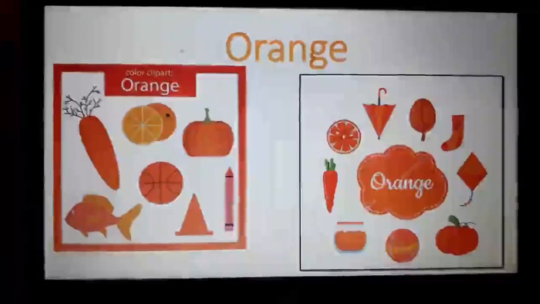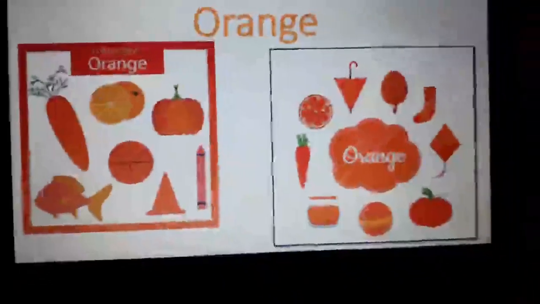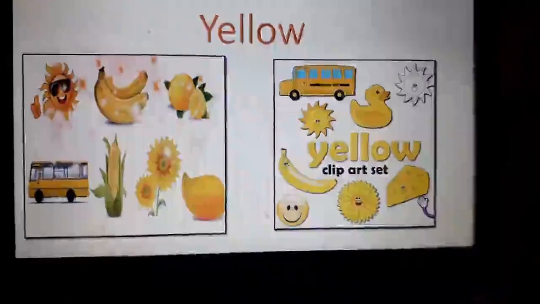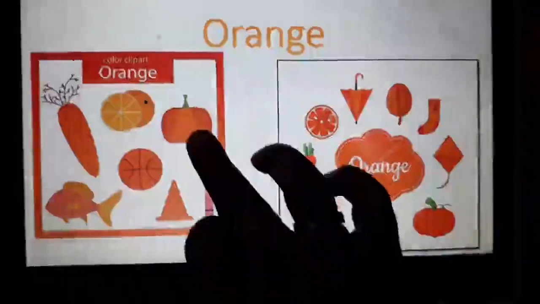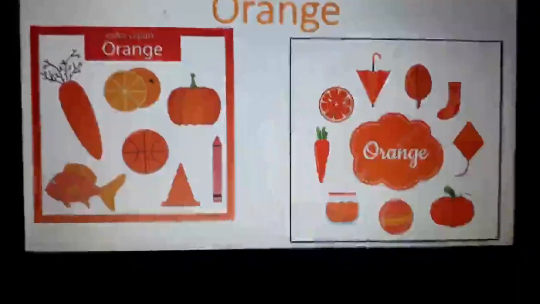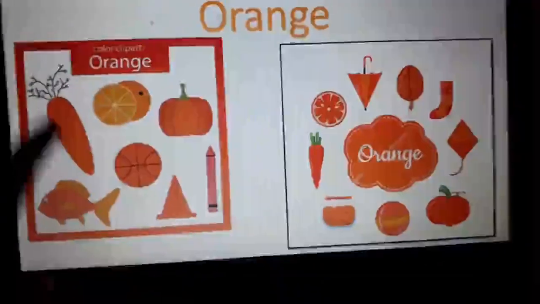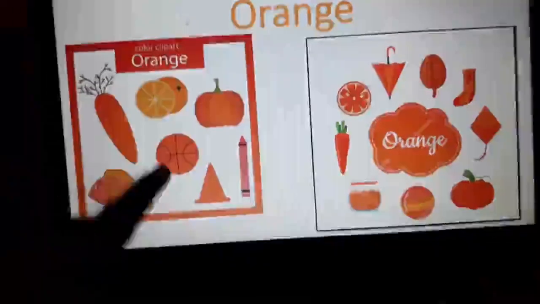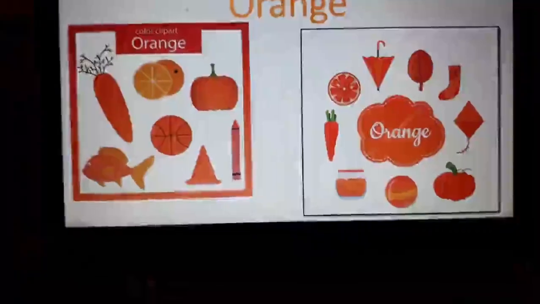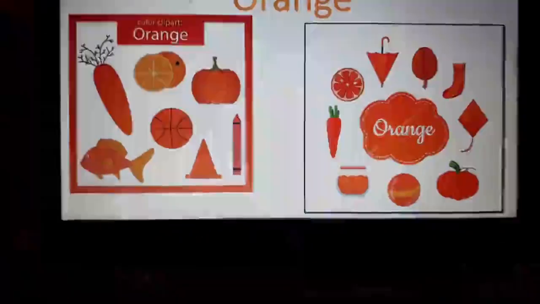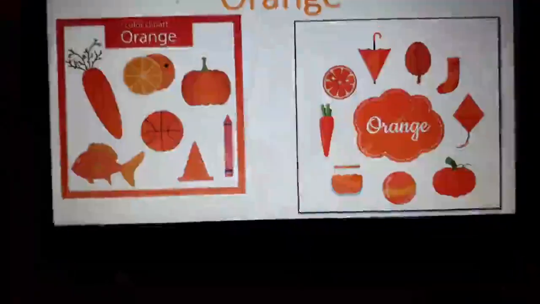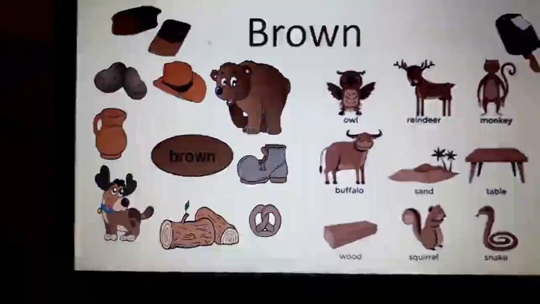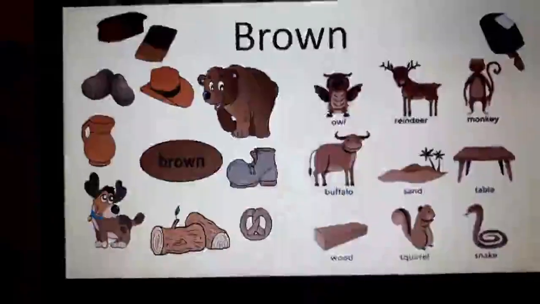Next we have orange. So we have oranges. We have orange juice. Then we have pumpkin. Pumpkin is orange in color. We have carrots, orange in color. Goldfish looks orange in color. Then we have basketball. Isn't it? There are so many things we have in orange color. Now, wow, the brown color. So, the things that are brown in color.